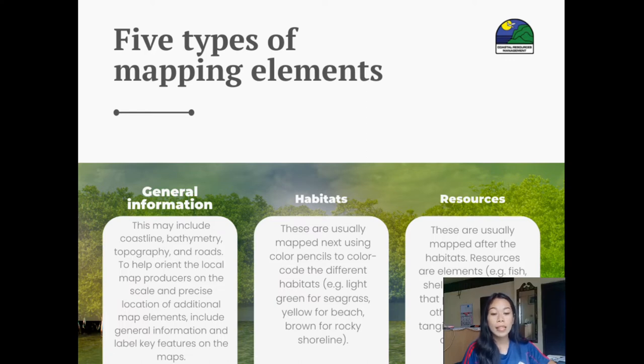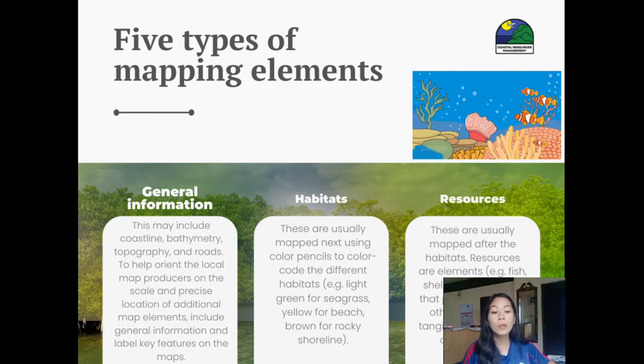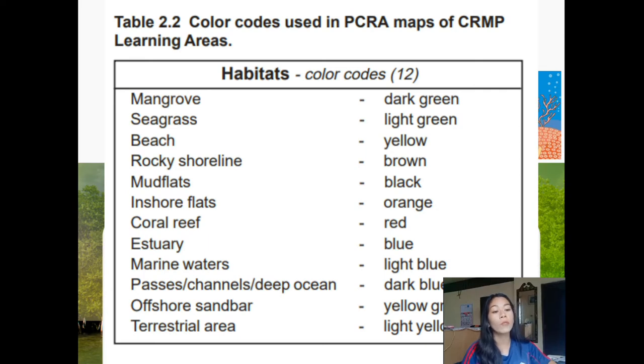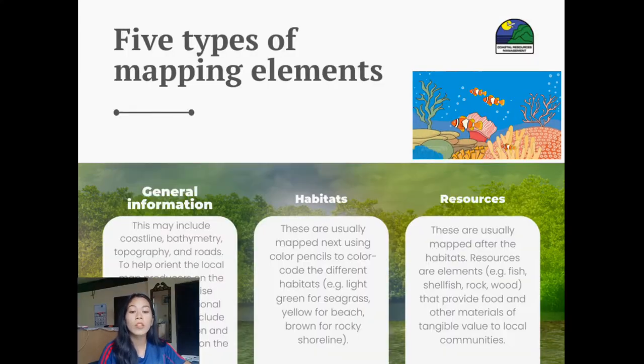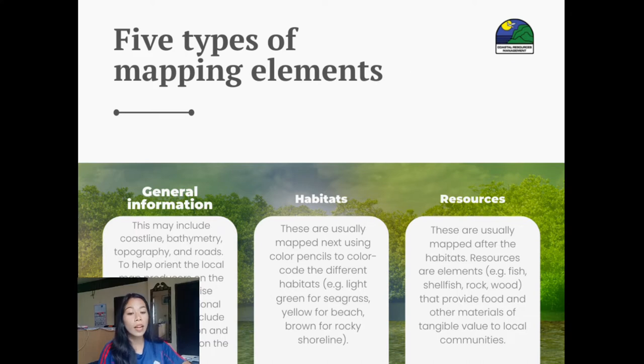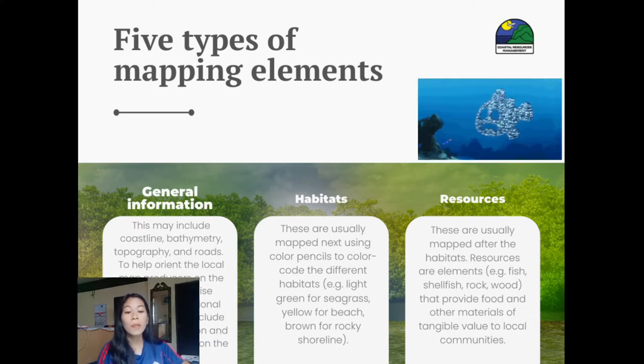The second is habitats. These are usually mapped using color pencils to color code the different habitats. The color codes used in PCRA maps of CRMP learning areas are flashed on the screen. We have 12 color codes, so you can just read that. Next, the third element is resources. Typically, they are mapped after the habitats.